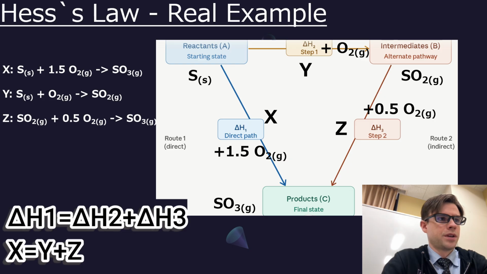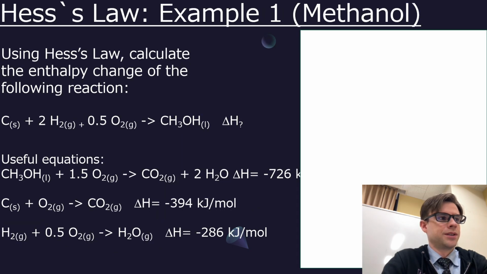Okay, so here, maybe a real example with real numbers. Using Hess's law, calculate the enthalpy change of the following reaction: carbon plus 2 moles of H2 plus 0.5 mole of O2 goes to 1 mole of methanol, CH3OH, liquid. Delta H is what?